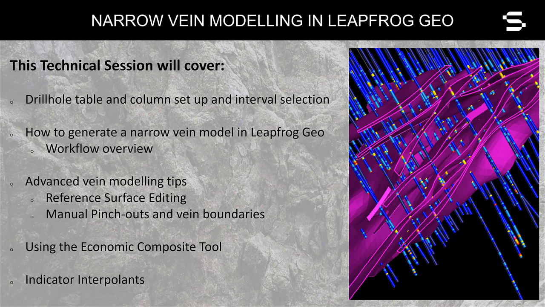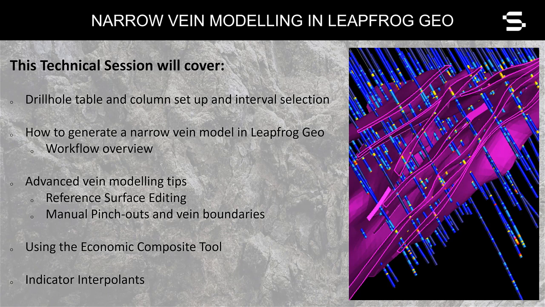During this session, I will touch on a few things. We'll briefly have a look at basic table and column setup and interval selection for narrow veins. And just a note here, when we talk about veins in Leapfrog, these can be any planar domains with hanging wall and footwall contacts. For example, a vein in Leapfrog could be a sill or a dike. It could actually be a vein or perhaps a fault zone.